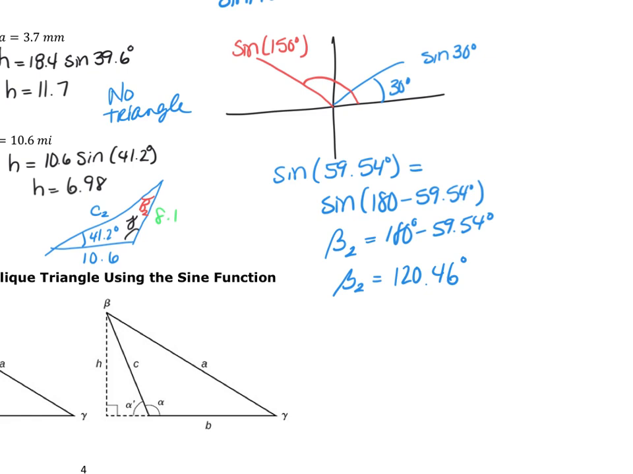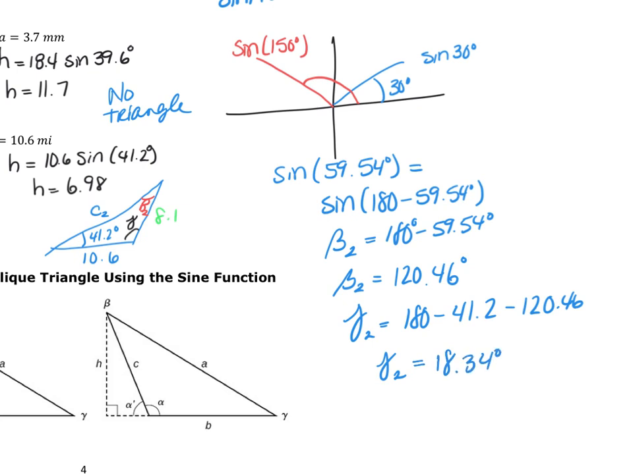46 degrees. And so my gamma sub 2 is going to be 180 minus my 41.2 minus my beta sub 2, which is 120.46. Obviously my triangle is not drawn well here. I just want to tell you it's not drawn to scale, clearly. So I have 180 minus the 41.2 minus the 120.46, and I end up with gamma sub 2 being a very small number in terms of degrees, and it's 18.34 degrees.